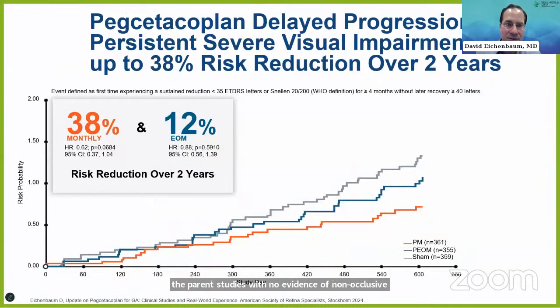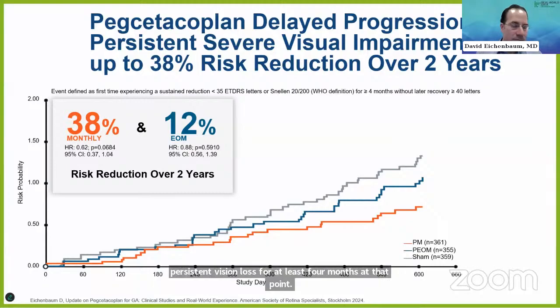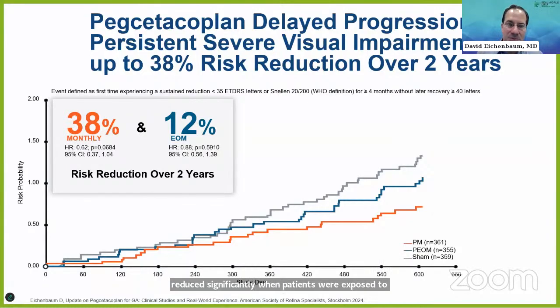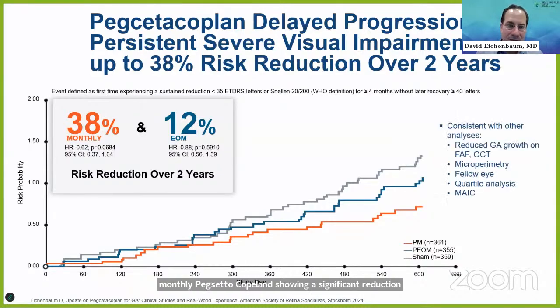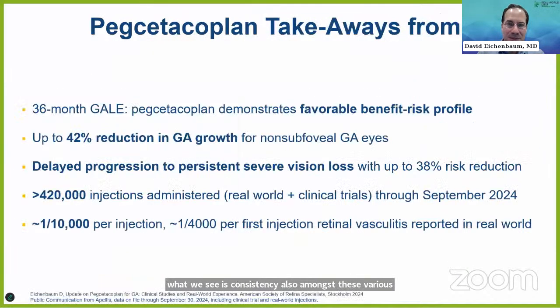An interesting analysis performed was the time to experiencing severe vision loss, defined by the World Health Organization as 20/200 or worse. And we saw persistent vision loss for at least 4 months at that point, reduced significantly when patients were exposed to pegcetacoplan in a dose-dependent fashion, with monthly pegcetacoplan showing a significant reduction in the occurrence of this adverse event. What we see is consistency also amongst these various post-hoc analyses, and we'll revisit those shortly.